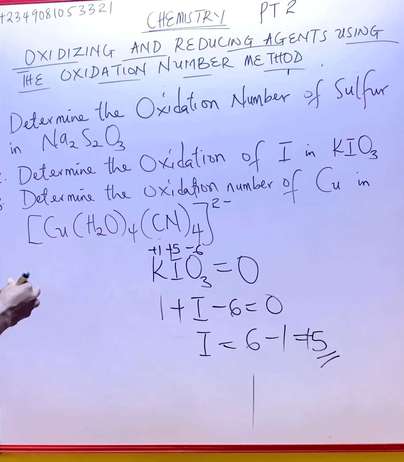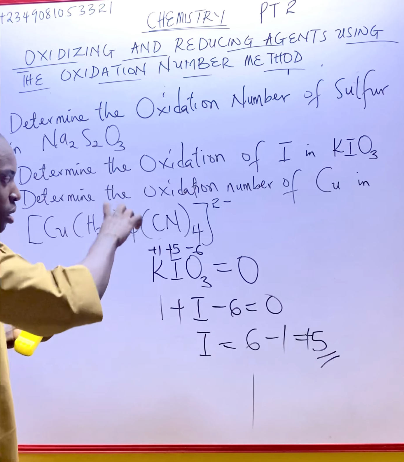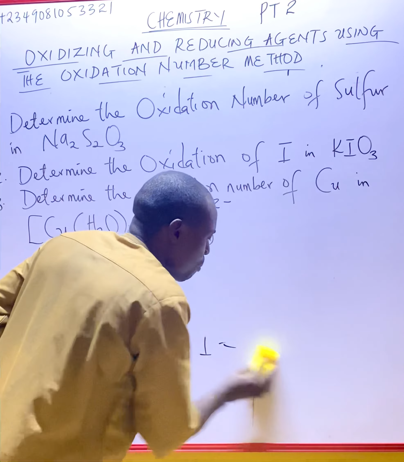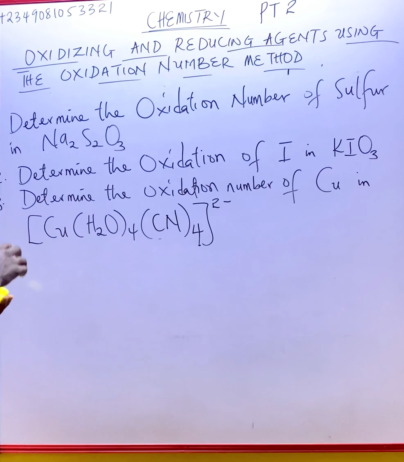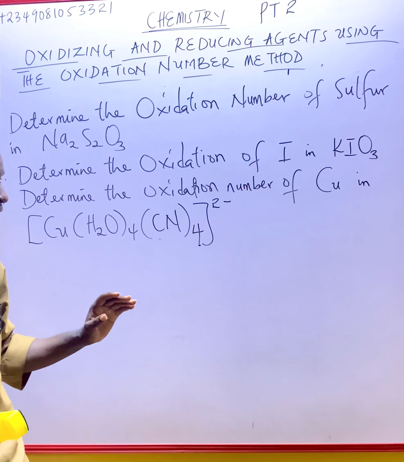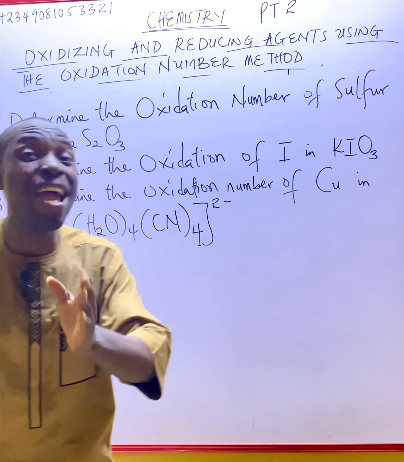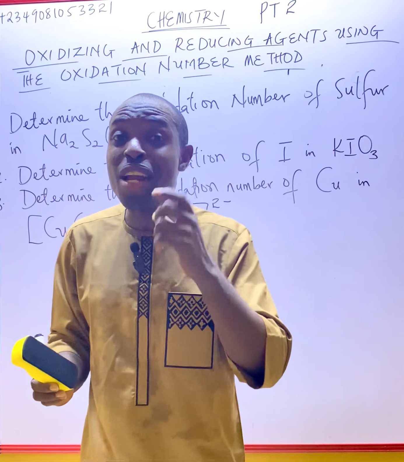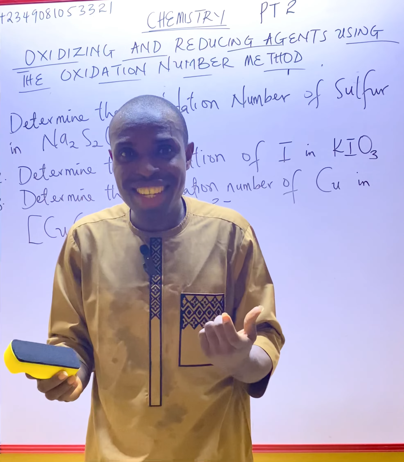So let's continue. Now listen now. Be very careful of this question 3 that says determine the oxidation number of copper in this compound. This is a complex. It is actually very easy. I can tell you that for free. It is very, very easy. Do not be moved.